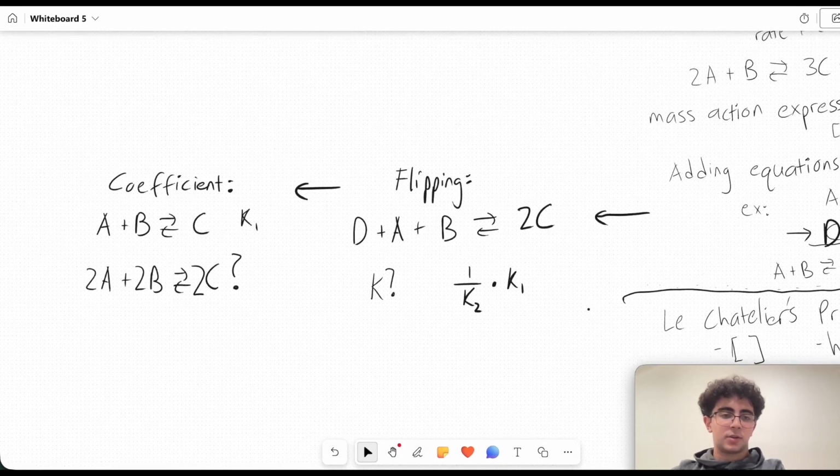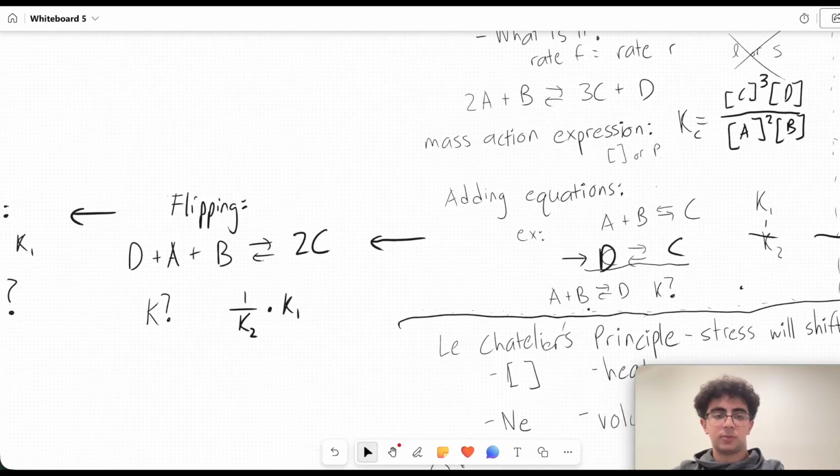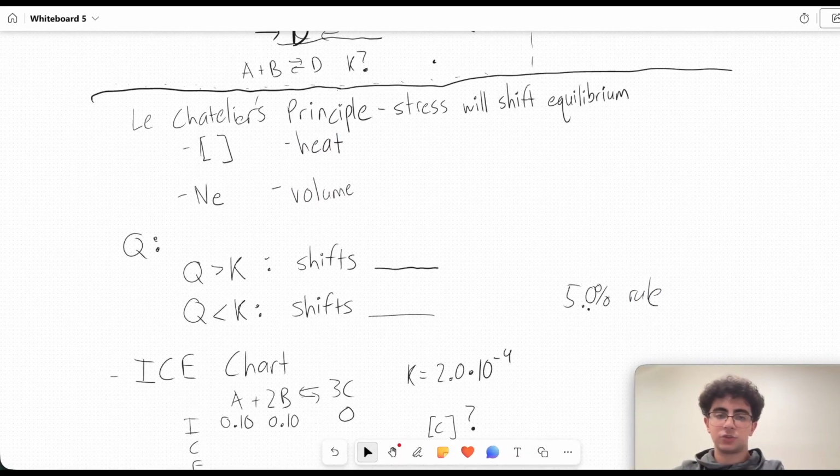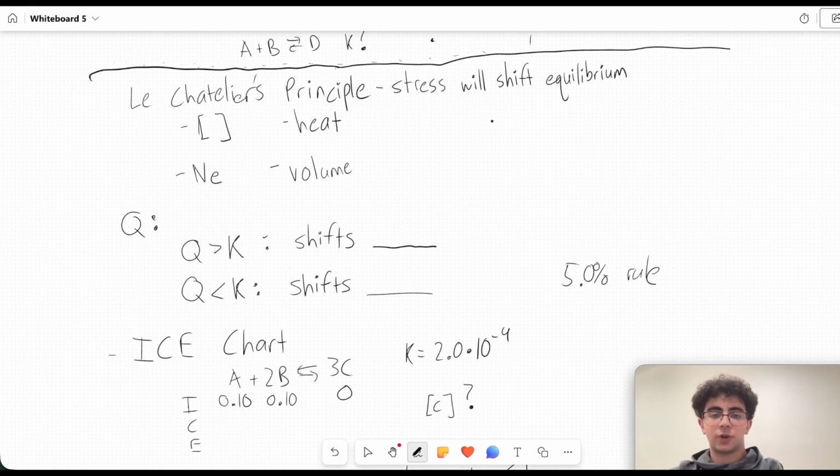Another thing we're going to talk about now is Le Chatelier's principle. So Le Chatelier, in short, all he says is if you add stress at equilibrium, it's going to shift the equilibrium. And we'll talk exactly what that means in a sec. It's a lot easier than you may imagine. So let's say we have A plus B. You might tell I like that reaction.